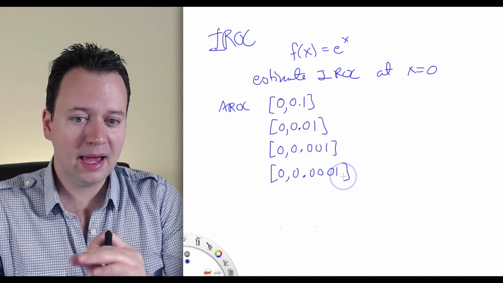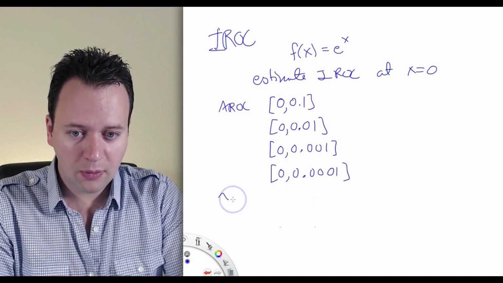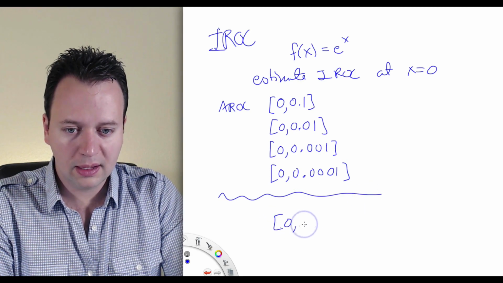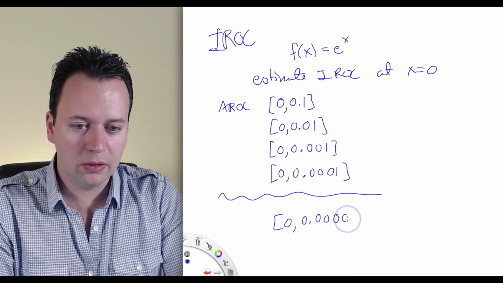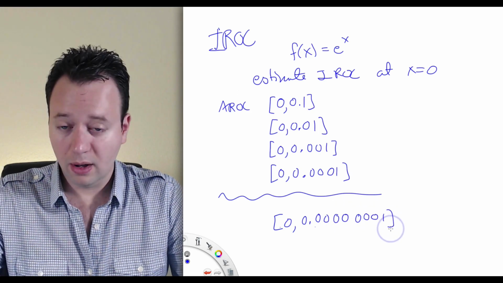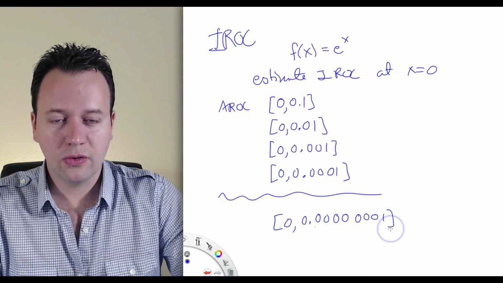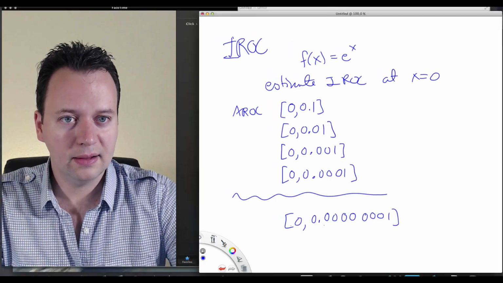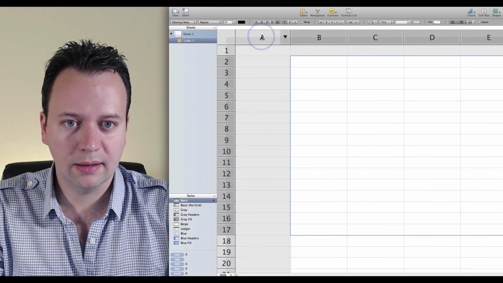Now you may be tempted to just start with a ridiculously small interval. What if we just skip all that and just say, well, what's the average rate of change between 0 and 0.0000001? Well, as it turns out, you might get the wrong answer. So instead of going through all those details by hand, I have a spreadsheet here.